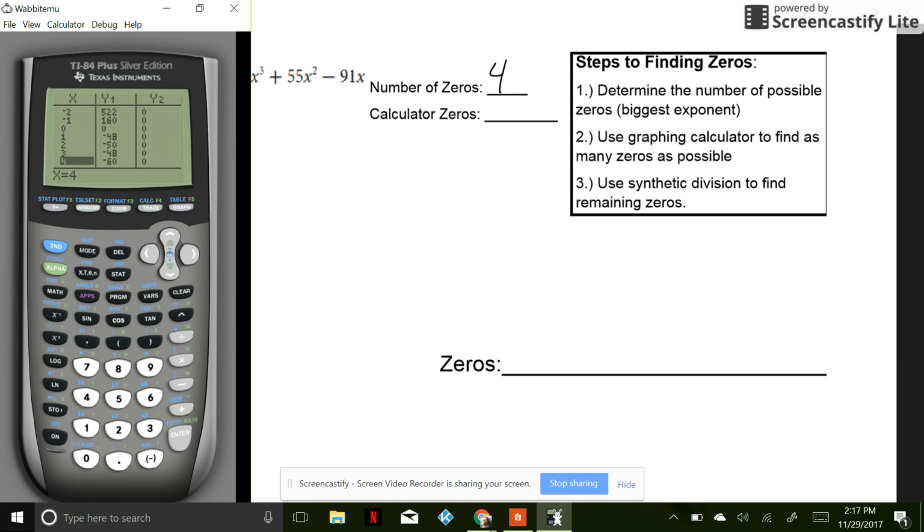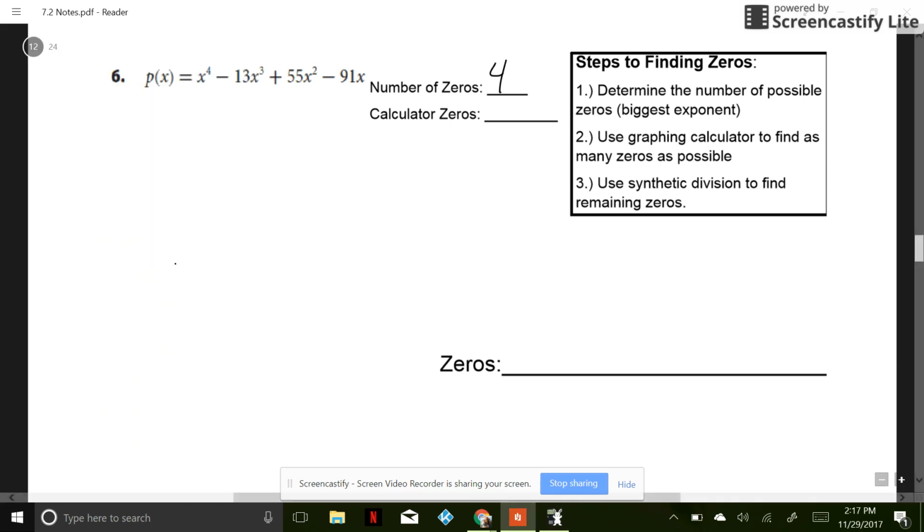And then I saw one more. Looks like it's there at 7. So our calculator zeros are at 0 and 7. So the easy thing I'm going to do right away is factor out that x to be left with x cubed minus 13x squared plus 55x minus 91. That gets rid of the 0 from the calculator zeros. So now we'll just take this inside piece and do synthetic division with the 7.